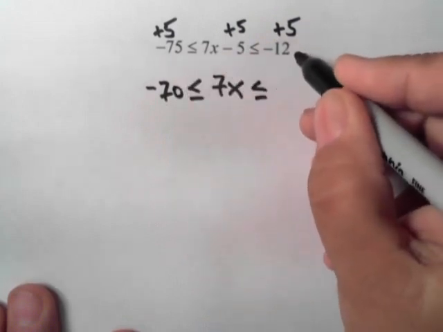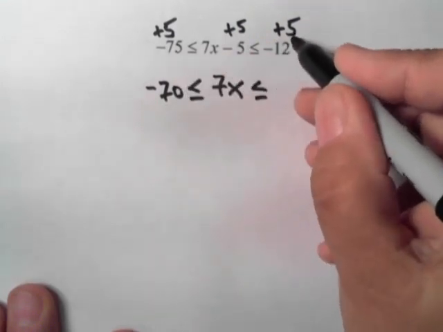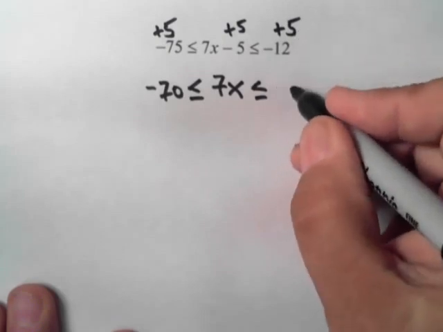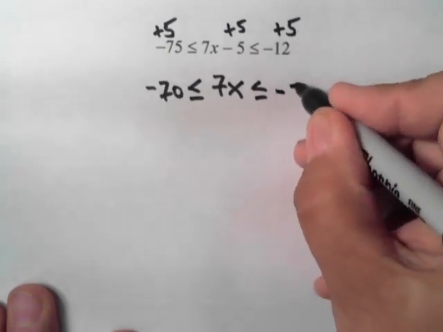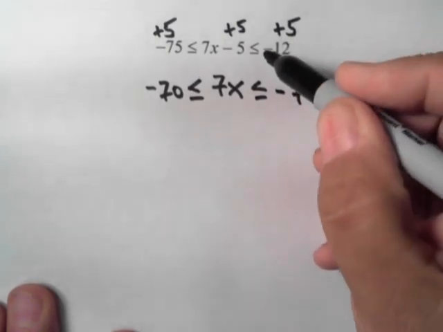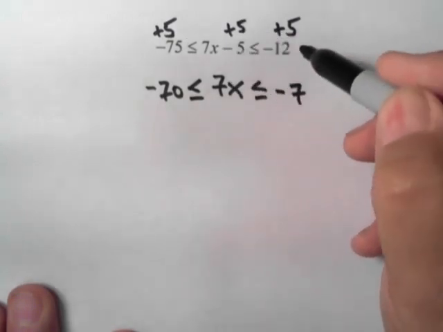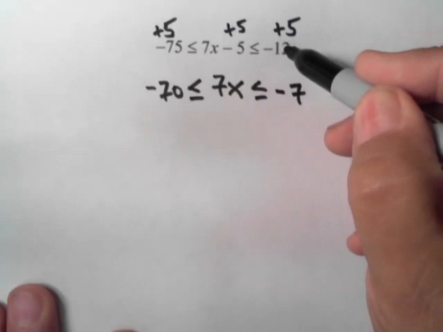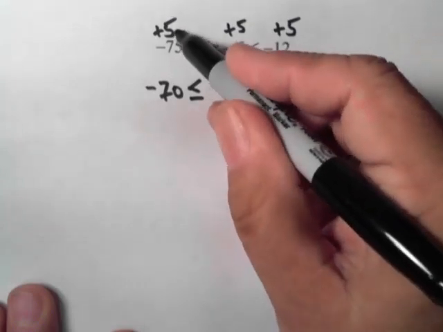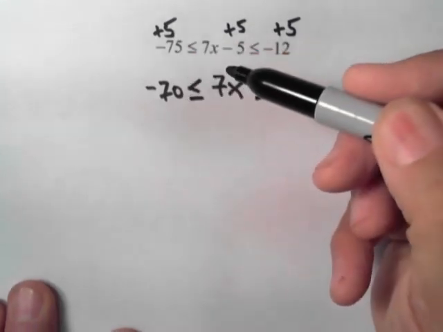On the right over here, -12 plus 5 gives me -7. Now let's double check this again. 5 added here gave me 7x. 5 being added here gave me -7. 5 being added here gave me -70.